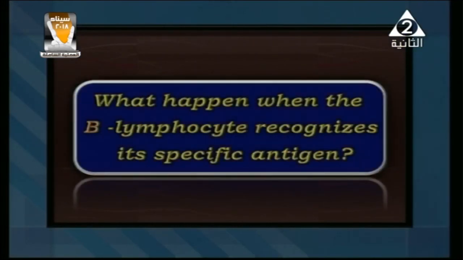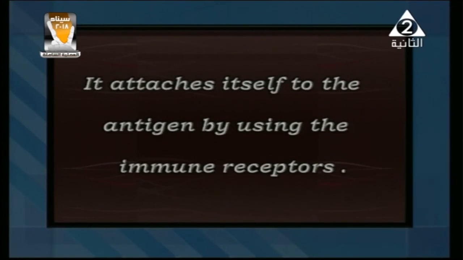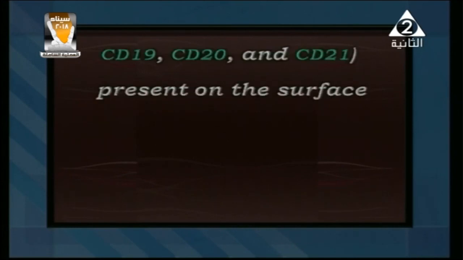But what happens when the B lymphocytes recognize their specific antigen? We need to get a complete answer for this. Let's start our story right now. Number one, it attaches itself to the antigen by using the immune receptors. So number one is attachment, by using the immune receptors.